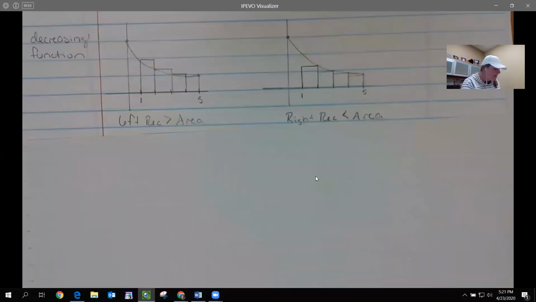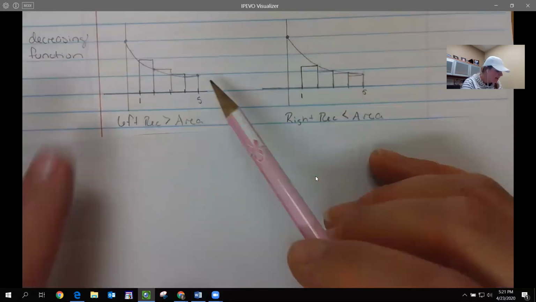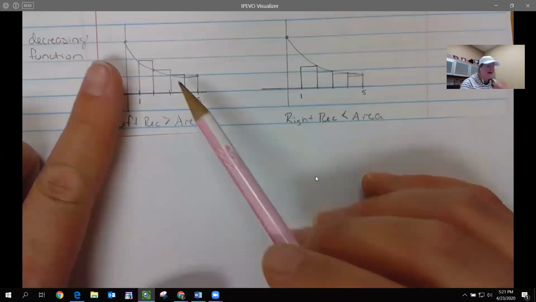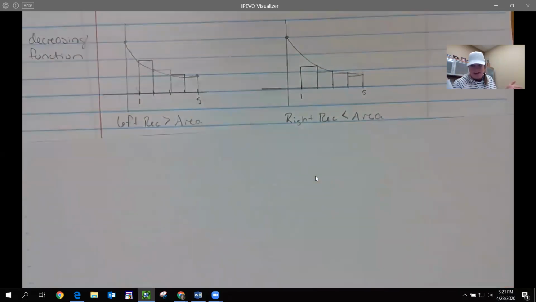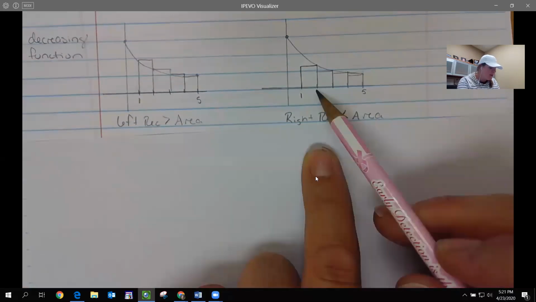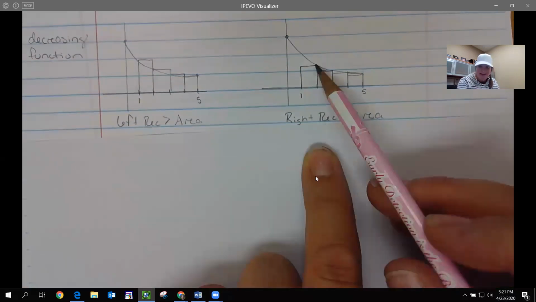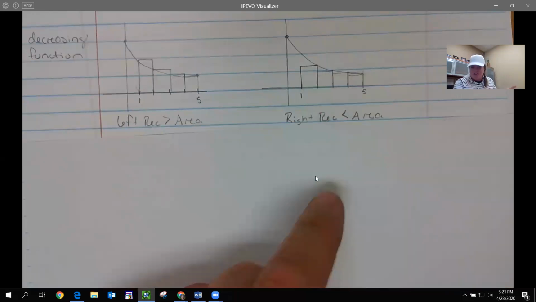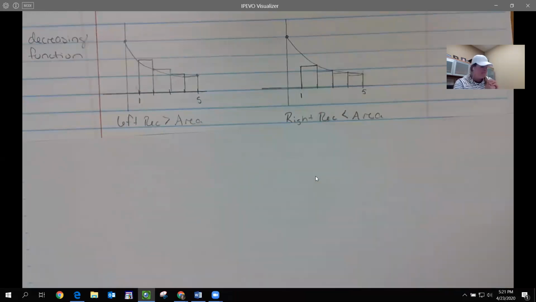So when I create my left, I start with the first number, again, 1 to 5. First number up, over, down. Second number up, over, down. I can see that this is an overestimate. So it's the opposite of increasing. For the right ones, I start with my second number of 2. I go up, back, and down. Up, back, and down. And this is going to be our underestimate of the area. Okay? All right.